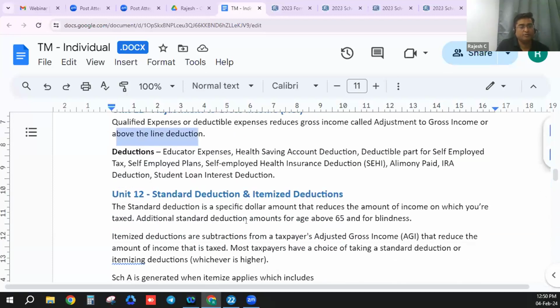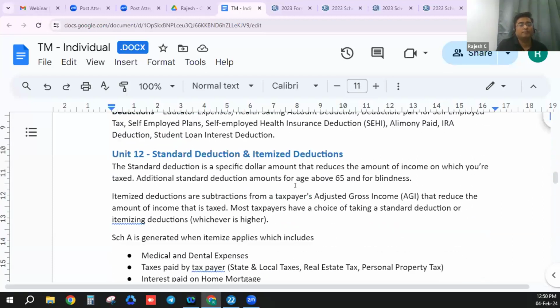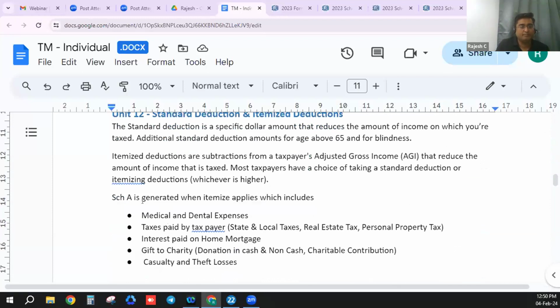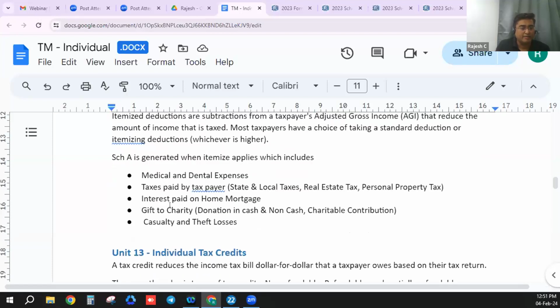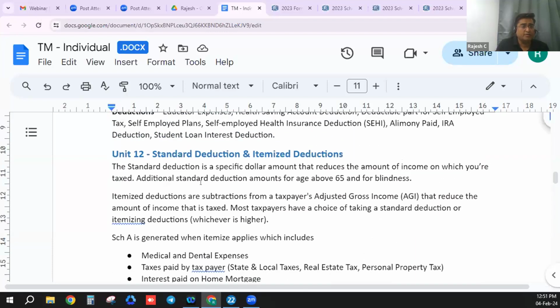How do we differentiate between adjustments, normal deductions, standard deductions, itemized deductions, or the different types of deductions? To clear the confusion, we say this is called the above the line deductions, and this is called the below the line deductions. These are examples of Schedule A. Schedule A is generated for itemized deductions, like medical and dental expenses, taxes paid by the taxpayer, mortgage interest paid, gifts to charity, and casualty and theft losses. These are the expenses covered in your itemized deductions.